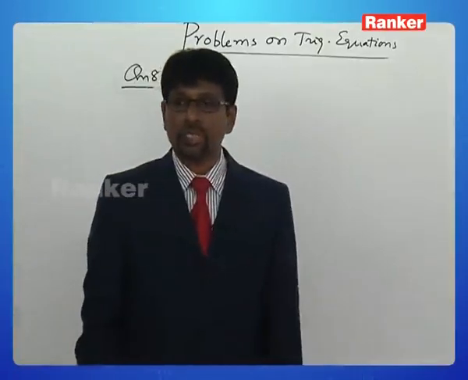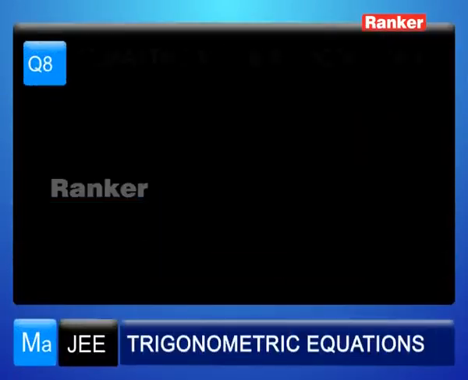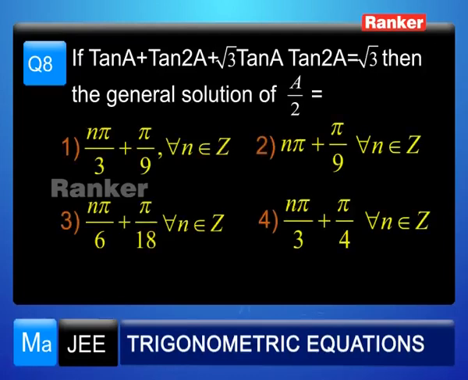Let's move to the next question. Question number 8. If tan a plus tan 2a plus root 3 tan a tan 2a is equal to root 3, then the general solution of a by 2 is equal to, first option, n pi by 3 plus pi by 9 for all n integers. Second option, n pi plus pi by 9 for all n integers. Third option, n pi by 6 plus pi by 18 for all n integers. Fourth option, n pi by 3 plus pi by 4, n any integer.